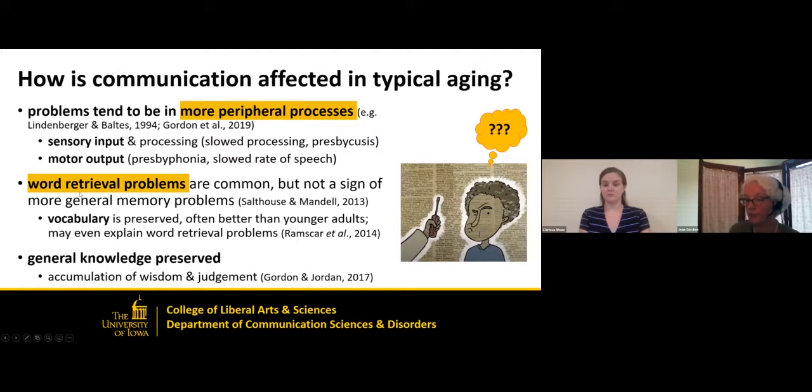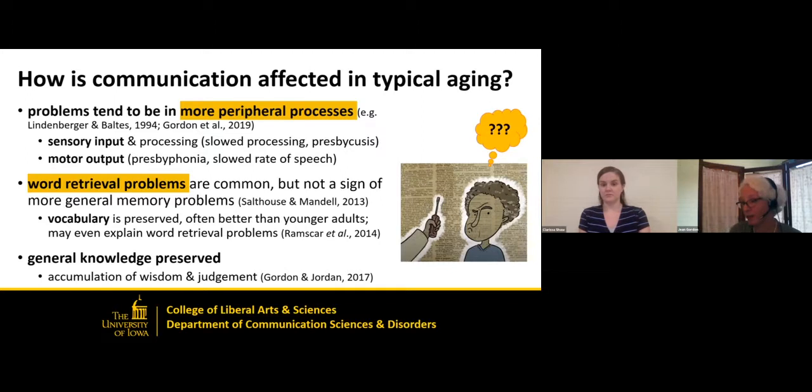One common cognitive linguistic problem that does occur with typical aging is word retrieval problems. And we refer to these as tip of the tongue states. We all have these from time to time, but they get worse with anything that places a demand on cognition. So if we're tired, for example, we're more likely to have these tip of the tongue states. And they increase with typical aging.